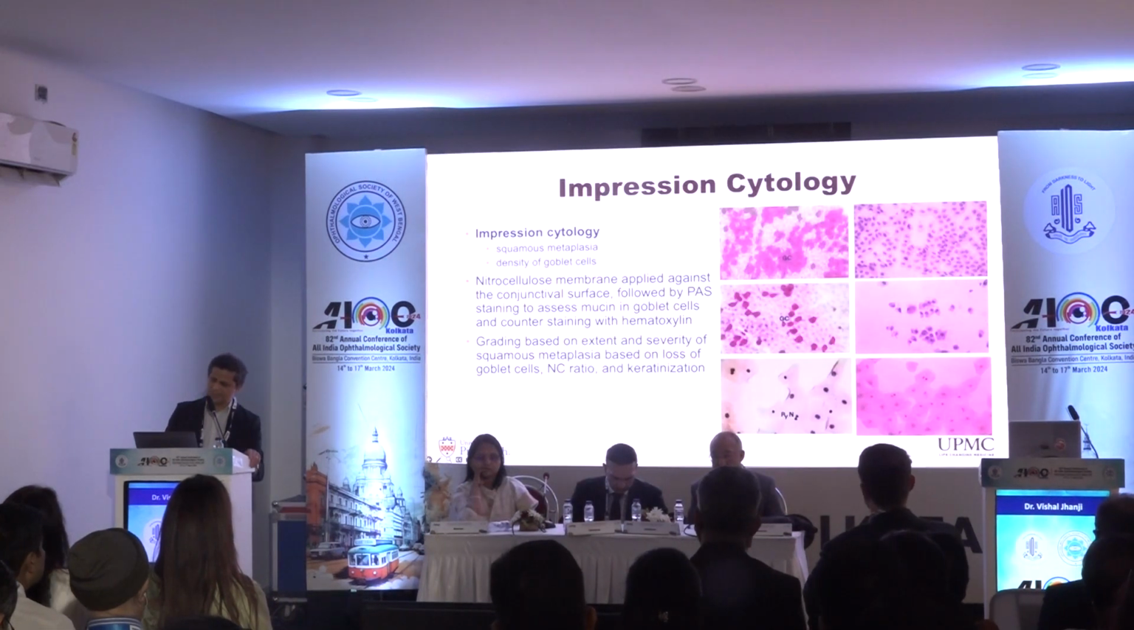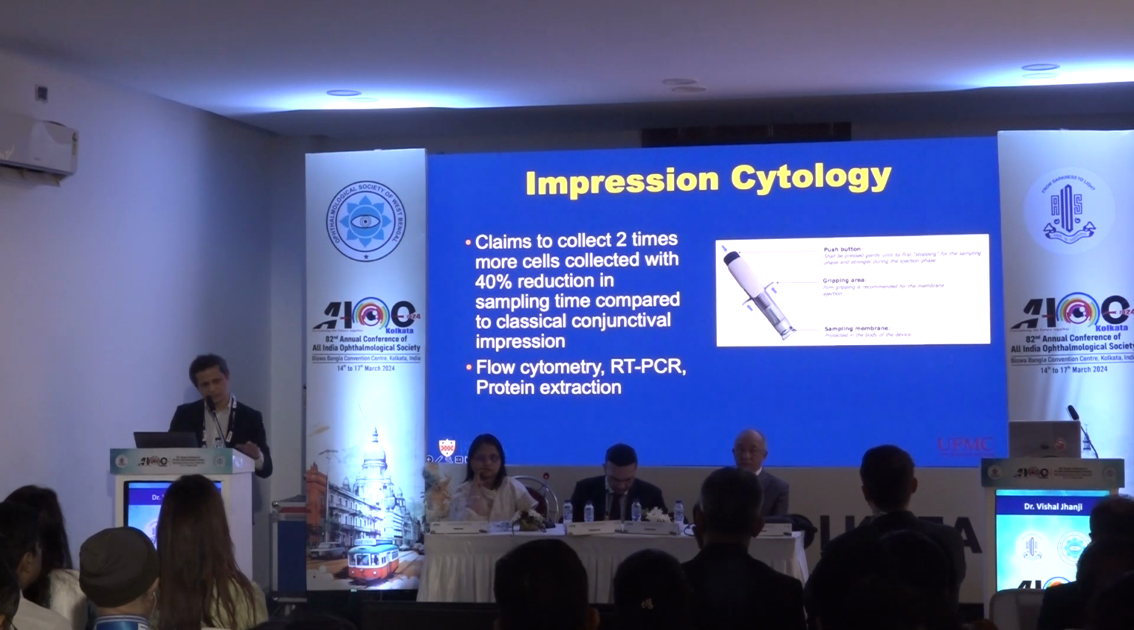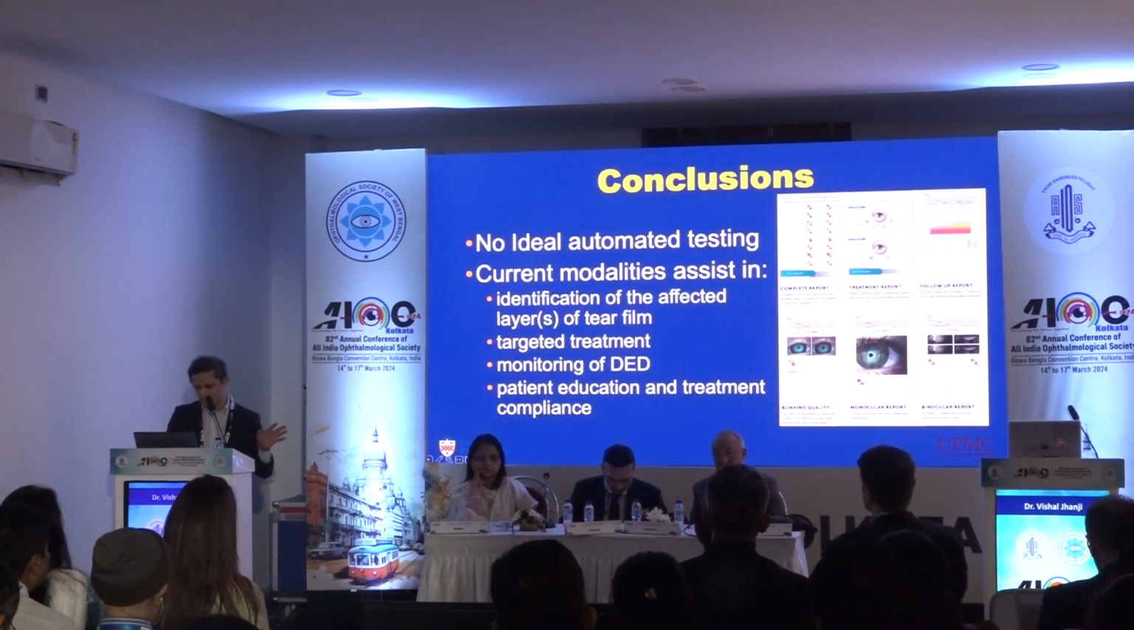Impression cytology is basically used mainly for research purposes. We use impression cytology a lot for our dry eye patients where we are planning to study the ocular microbiome in these patients. You can use the relatively newly available impression cytology devices where you have a plunger which goes into the conjunctiva and you can get a good sample.